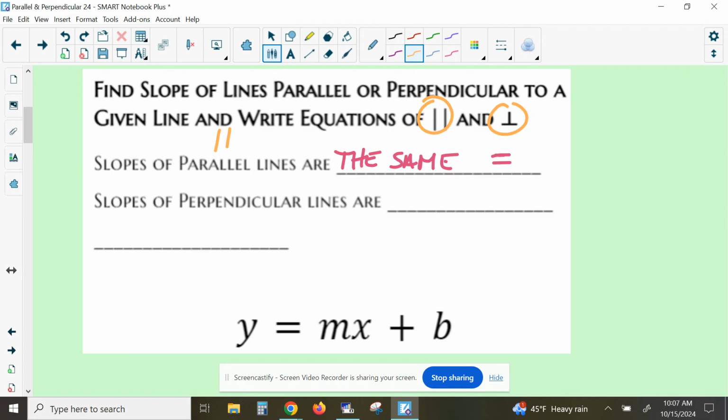But perpendicular lines are, let's write it first and then we'll talk about it. They are opposite reciprocals. Opposite reciprocals. We'll write it and then we'll put notes by it so we remember what opposite reciprocals mean.